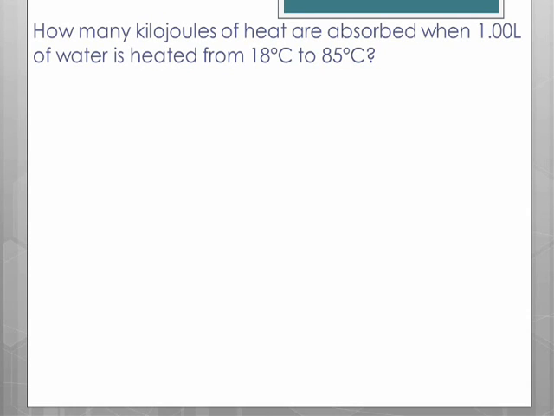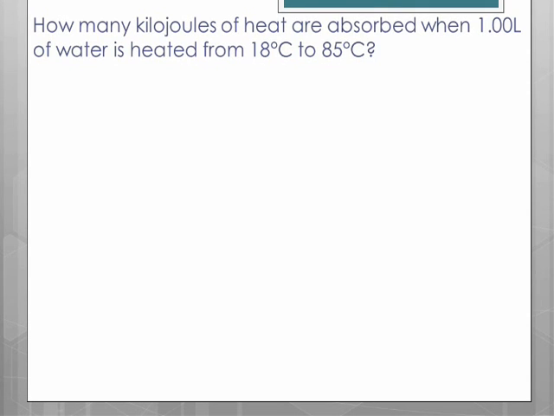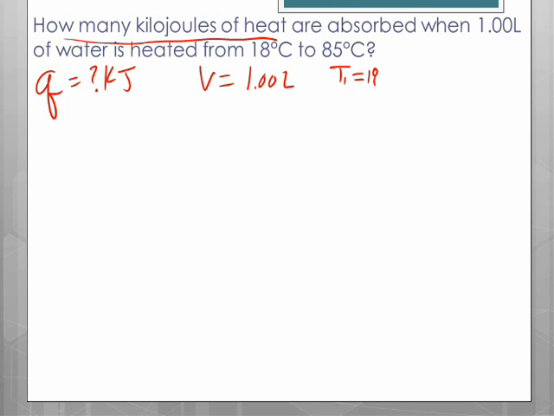How many kilojoules of heat are absorbed when 1 liter of water is heated from 18 degrees to 85 degrees Celsius? So how do we go about looking at this? Well, let's just write everything down that we're given. So we want to know heat. How many kilojoules? 1 liter. Well, 1 liter, that's a volume. And then 18 degrees to 85 degrees. Well, that's a temperature. Temperature 1 is 18 degrees Celsius. Temperature 2 equals 85 degrees Celsius.